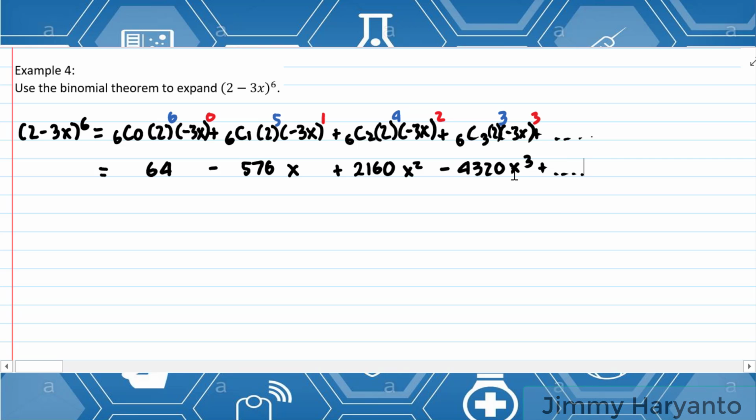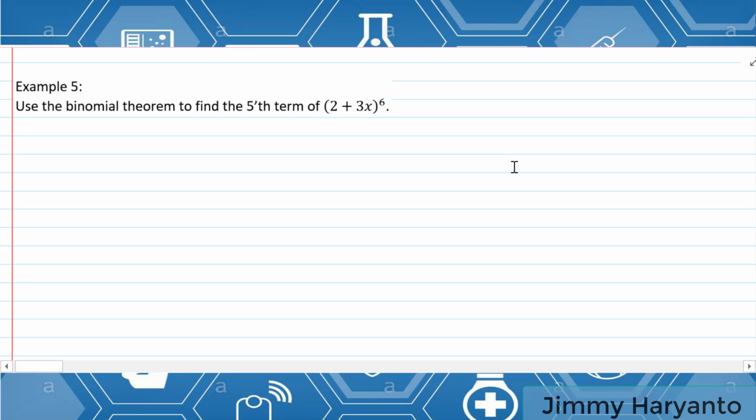Okay, next. This time the question only wants us to find the fifth term only. Only the fifth term. (2 plus 3x) to the power of 6, only the fifth term. The first term will be 6c0, the second term, the third term, the fourth, and the fifth. So this one will be the fifth.